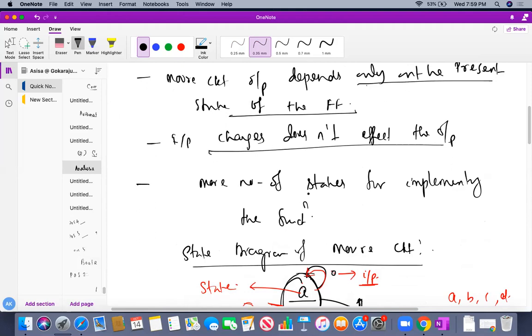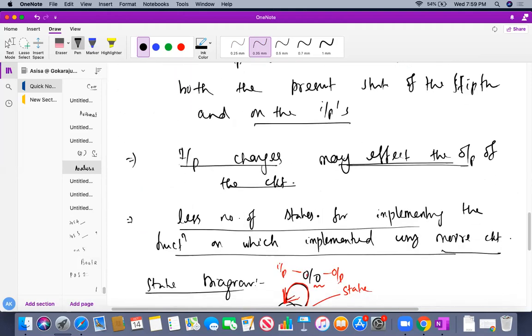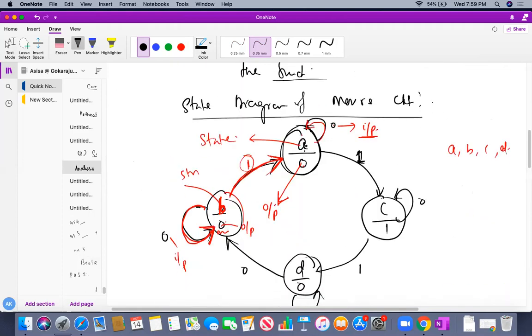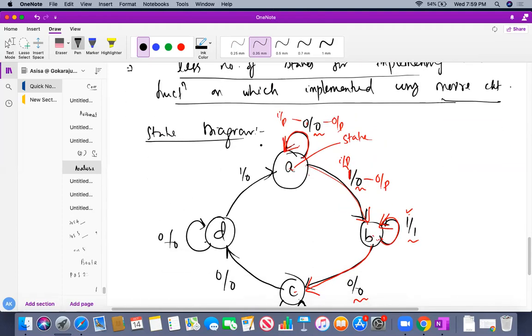But the Moore circuit requires more steps for implementing the function, whereas the Mealy circuit requires fewer steps for implementing the same function compared to the Moore circuit. Okay, do you all understand? So this is my state diagram, and these are my states for the Moore circuit. This is state, this is output, and these are inputs. But here, this is state, this is my input, and this is my output.